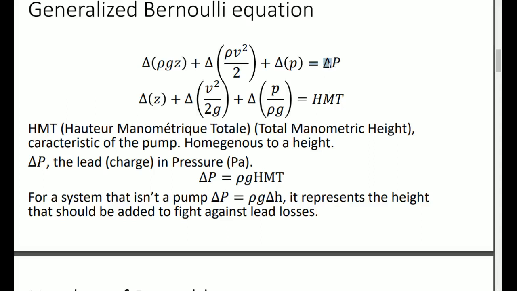So we move from the first equation to the second by dividing by rho g, with rho the density of the fluid, and g the constant of gravitation. So HMT stands for hauteur manométrique totale, so total manometric height. It's a characteristic of the pump and will be the most important part. So we'll see that in the end.